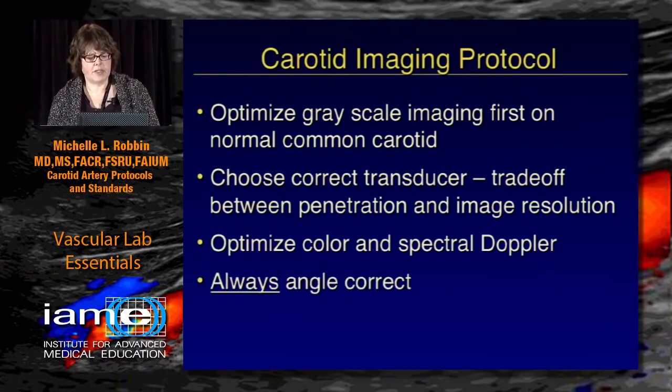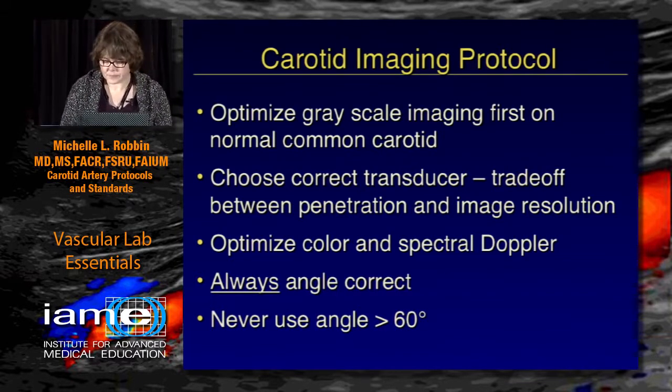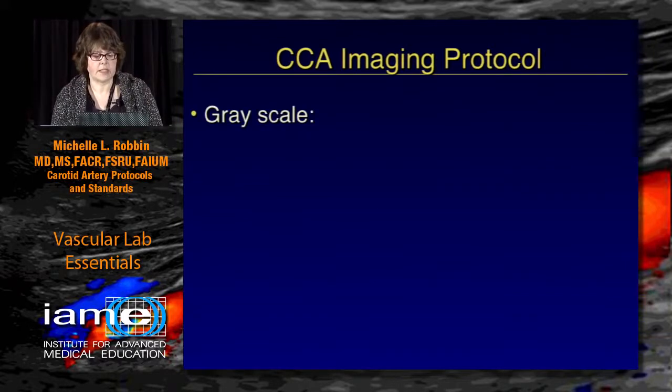But then you need to optimize your color and spectral Doppler, and you always need to angle correct, always. And that goes without saying, then never use an angle greater than 60 degrees because you're not going to get anything that's meaningful in terms of a peak systolic velocity.